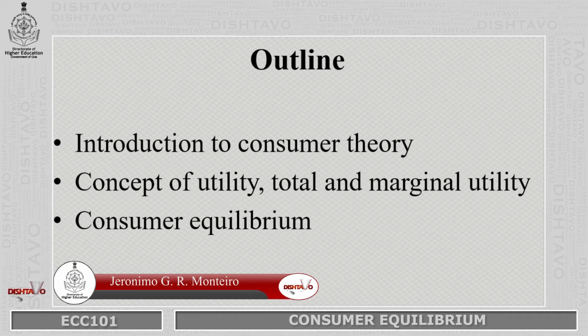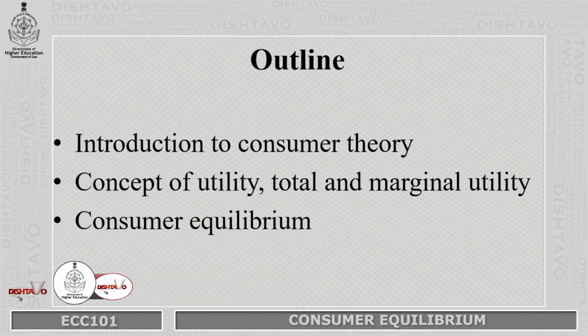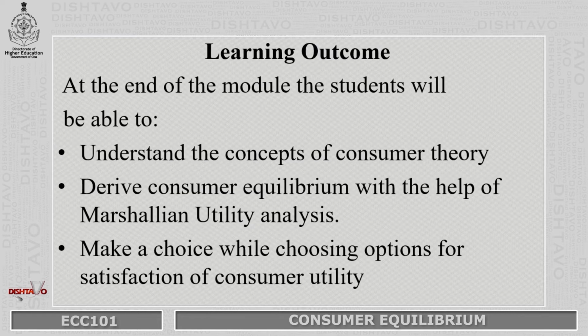The outline of my presentation is introduction to consumer theory, concept of utility, total and marginal utility. These are the two types of utility, and consumer equilibrium. Learning outcome is students will be able to understand the concepts of consumer theory, derive consumer equilibrium with the help of Marshallian utility analysis, and make a choice while choosing options for satisfaction of consumer utility.